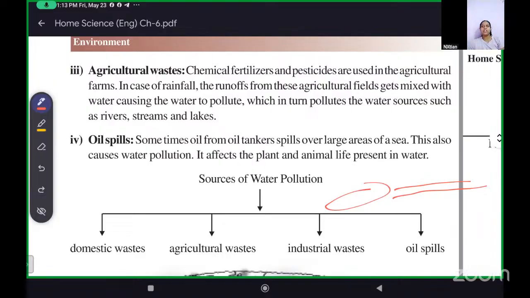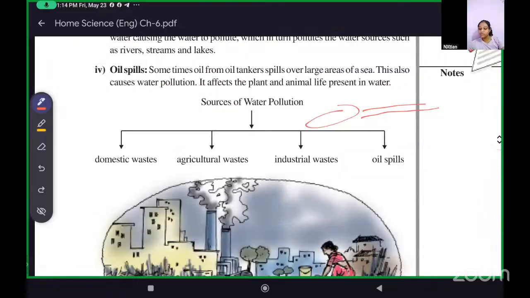A lot of people, when they visit the beach and the sea, throw their wrappers and all in the water. Whatever they're eating, they're throwing in the water. The drink cans, bottles, wrappers, and things, they all dump it in the water. That is also another cause of water pollution.